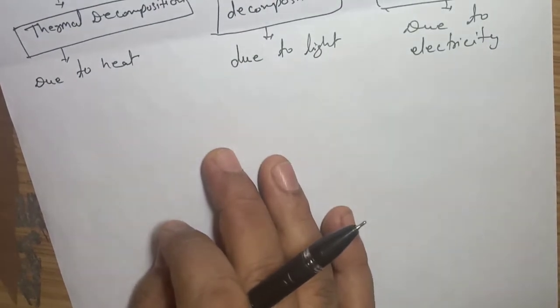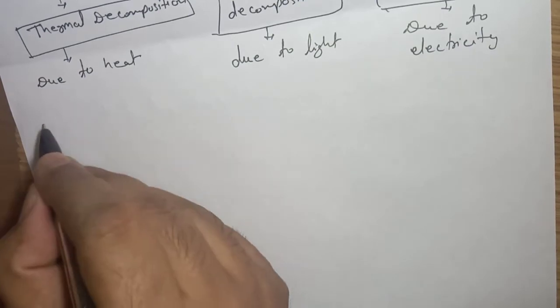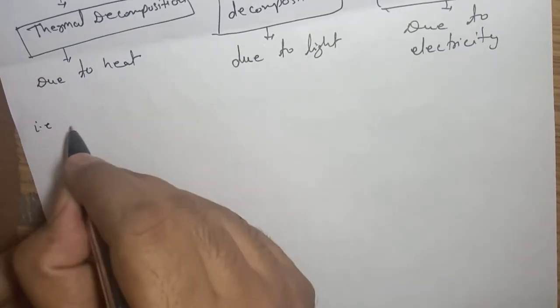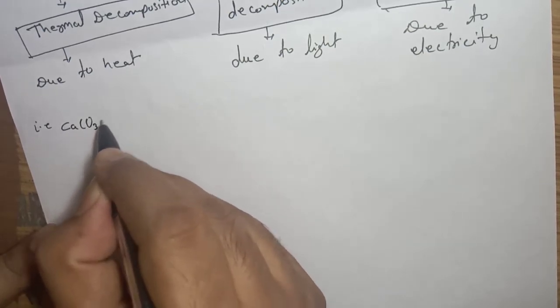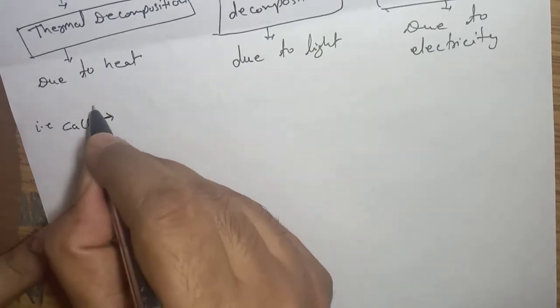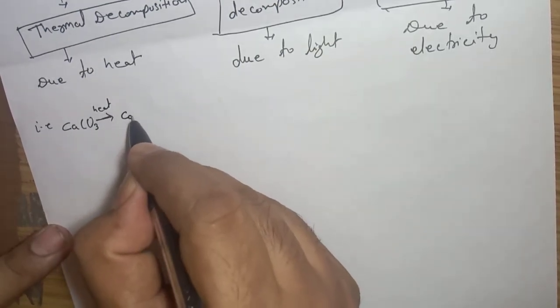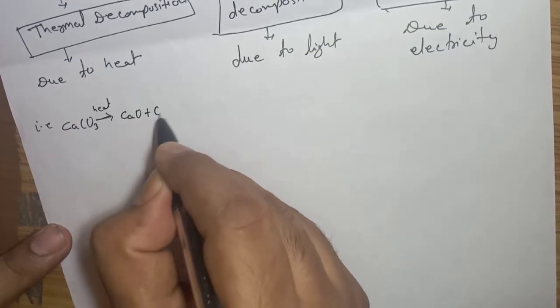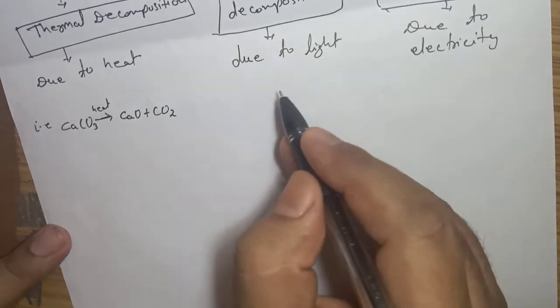Now we have to take examples. In thermal decomposition, we can take the example of CaCO3, calcium carbonate. When it is heated, it gives calcium oxide plus carbon dioxide. So this is thermal decomposition.